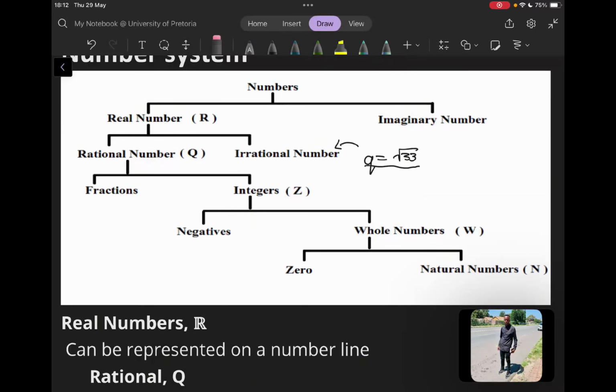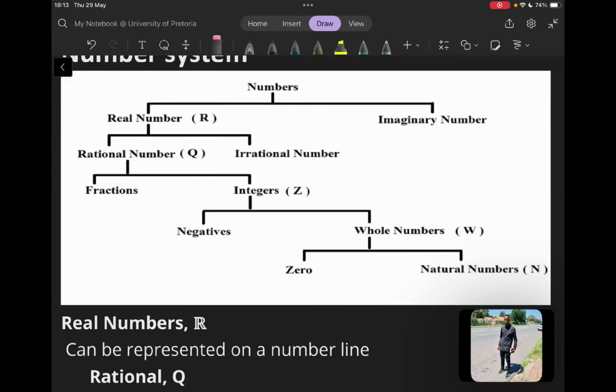For fractions, we have proper and improper fractions. And for integers, we have whole numbers. But I need you to bear in mind that recurring numbers can be written as fractions. Right? Cool. And under integers, we have negatives and whole numbers.